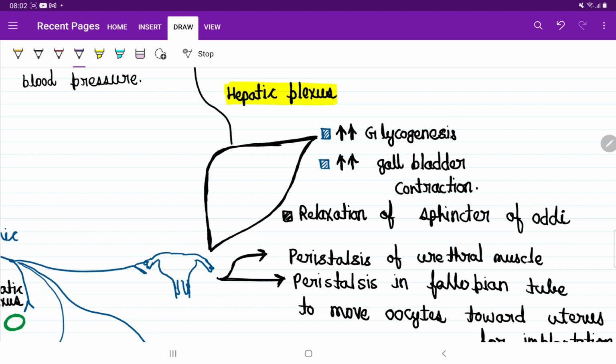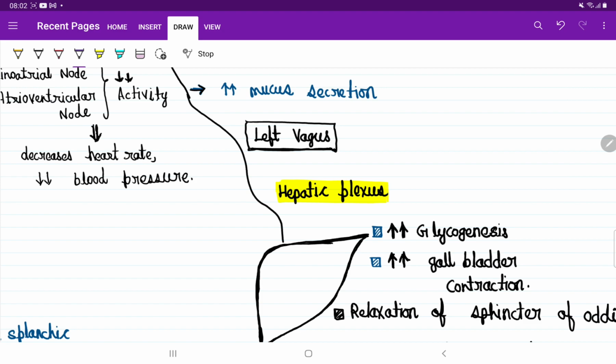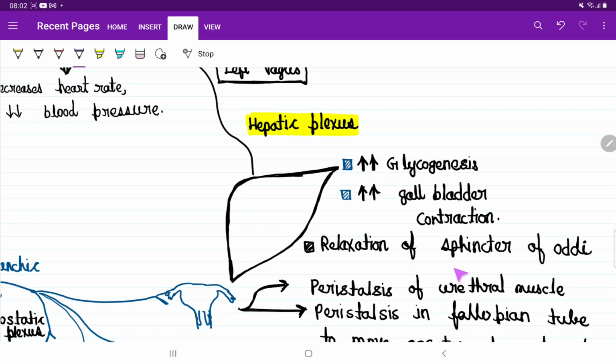And they cause relaxation of the sphincter of Oddi. The sphincter of Oddi is at the point in the duodenum where the hepatopancreatic duct joins, and it guides the release of pancreatic juice and bile in the duodenum. So by the hepatic plexus, this vagus nerve causes relaxation of the sphincter of Oddi, and that causes more and more secretion of pancreatic juice and bile. Okay, fine.